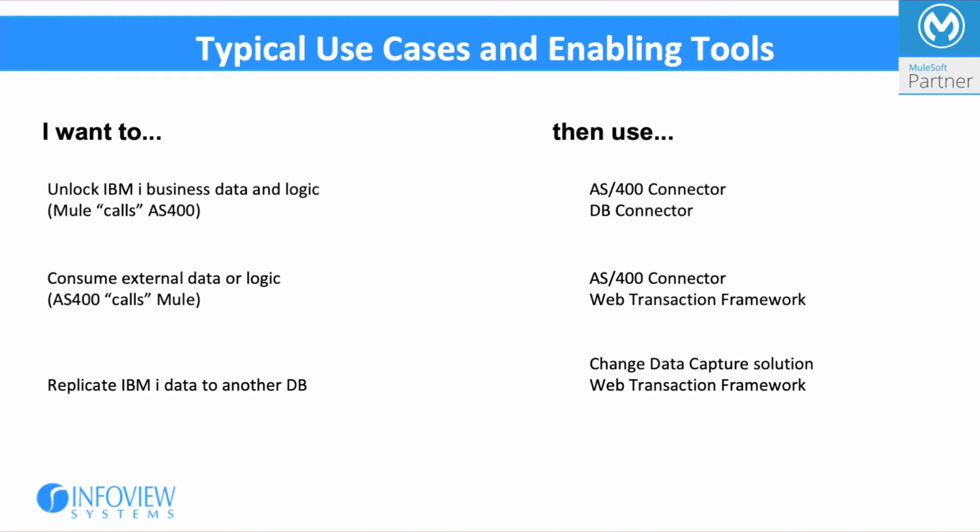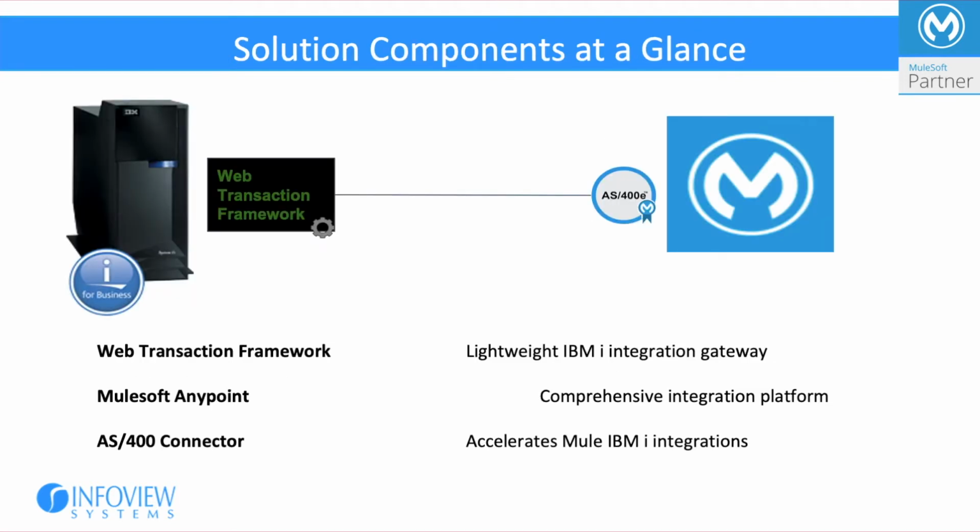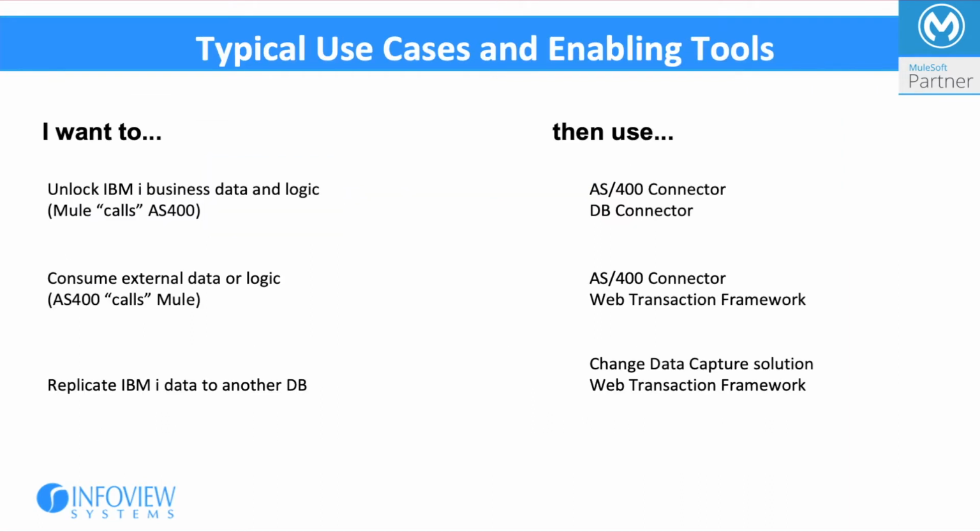Typical use cases: when should we use what? Because we discussed the web transaction framework and the AS400 connector. Both are two separate products of Infoview Systems. Web transaction framework is an independent product. AS400 Anypoint connector is also a separate and independent product. We are not forcing anyone to use both products at the same time. We will discuss some use cases of when to use what. It's up to the customer's choice based on their necessity or use case. They can choose which components they need to use at what time.